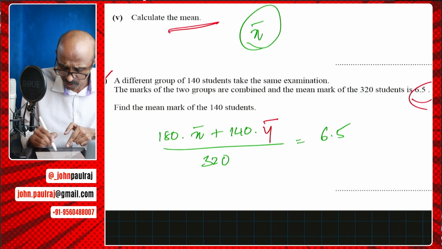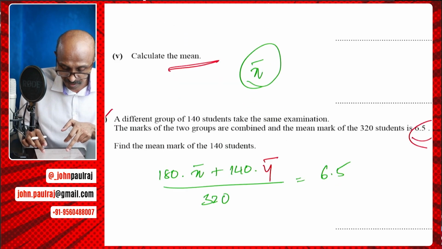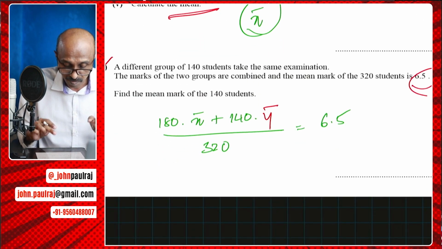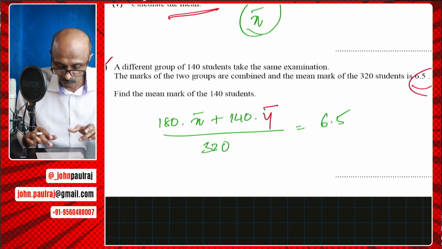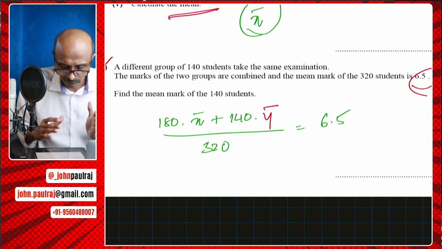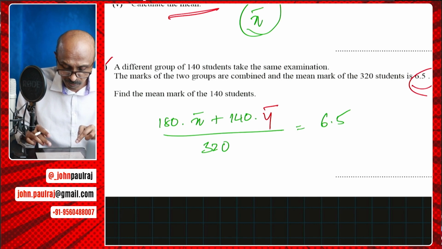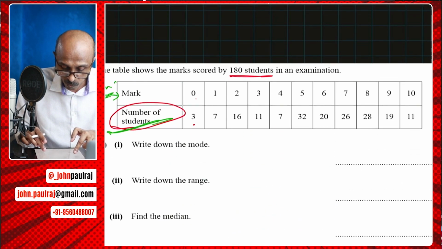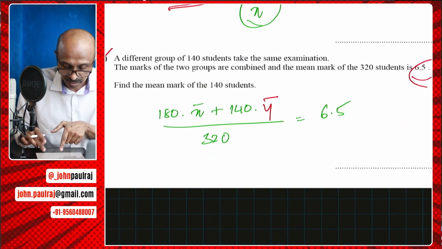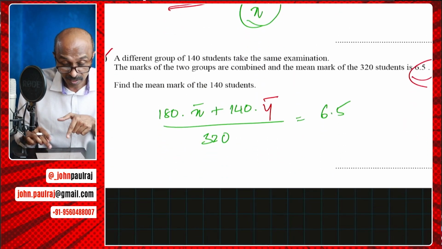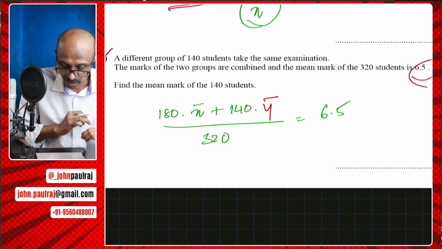So you basically multiply 320 by 6.5, subtract from it 180 times that X bar, which you already have here, and then divide by 140. That will give you the mean mark. So just be careful how you lay down this formula. It's not like a typical way of finding the average of the two means. So don't get tripped by the fact that it is divided by 2. It's not divided by 2. It's a weighted arithmetic mean, which means X bar multiplied by 180 plus 140 times the Y bar, divided by 320, the total number, is going to be equal to 6.5.